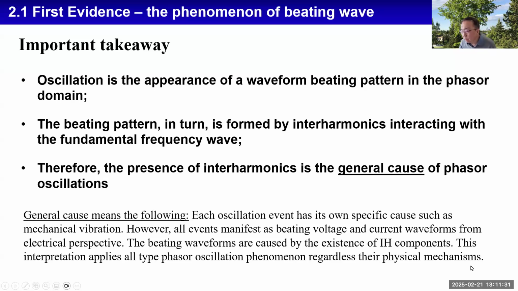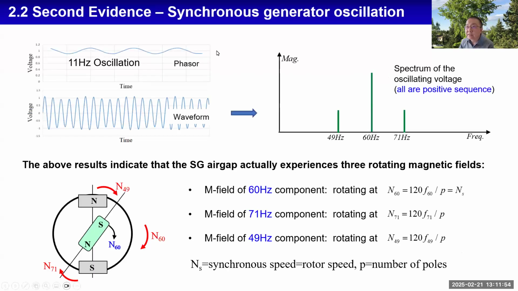So basically, we are not approaching the phenomena by looking into the physical mechanism, either inverter caused or rotor oscillation caused. We basically see it from the electrical side. This generalization can be very helpful to find a general method for source location, for example. Now, the second evidence is the synchronous machine oscillation. We can use interharmonics to explain this very well.